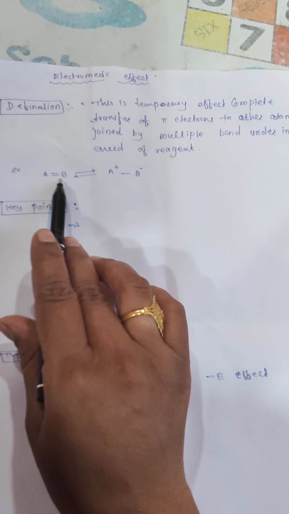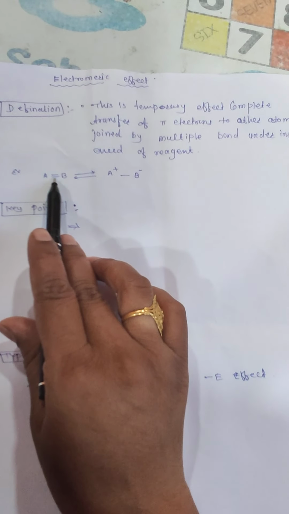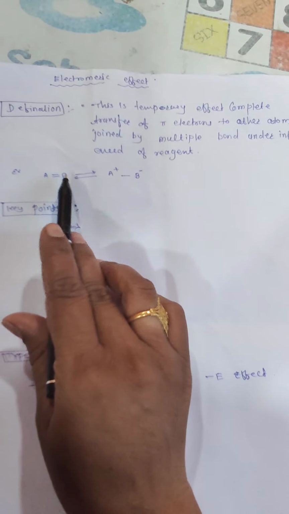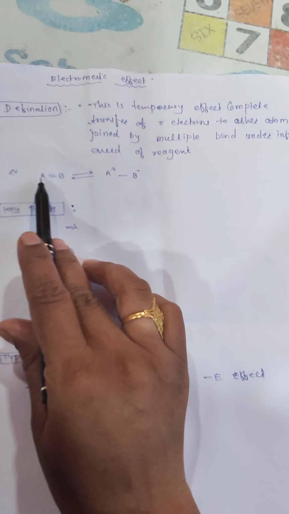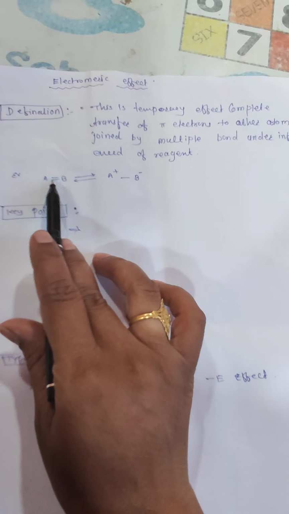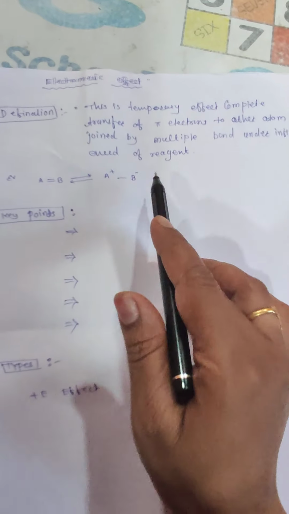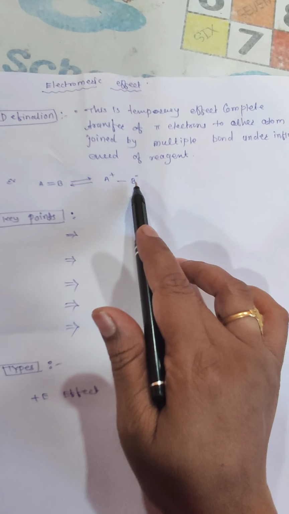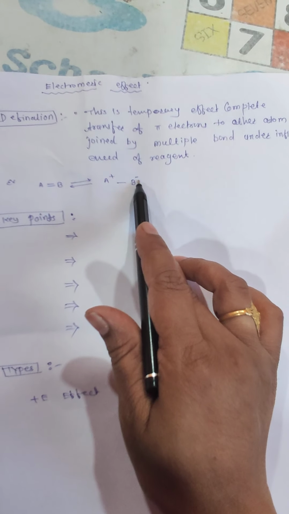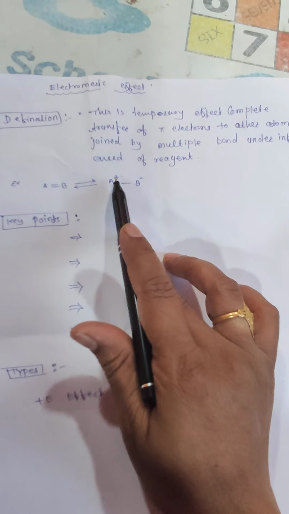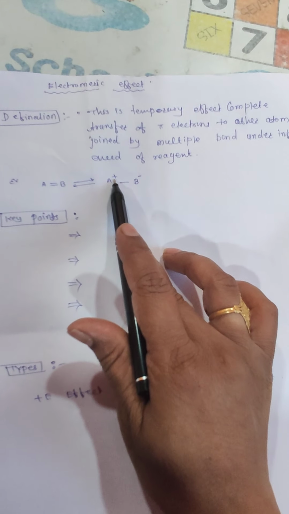Example: A and B. There is a double bond between A and B. If the electronegativity is different, then this pi bond is shifted here, and B acquires a partial negative charge and A acquires a partial positive charge.